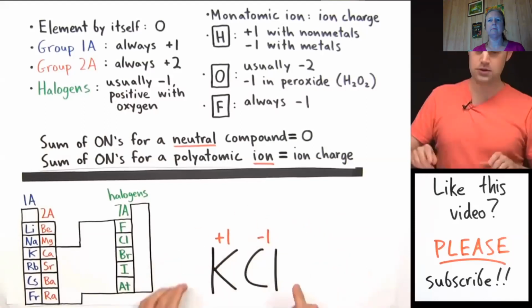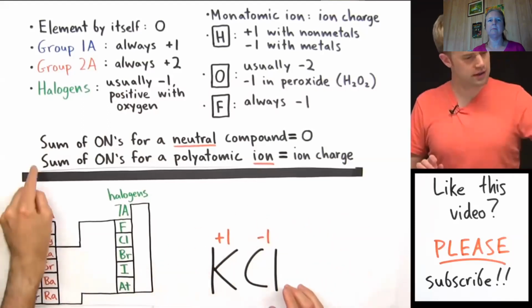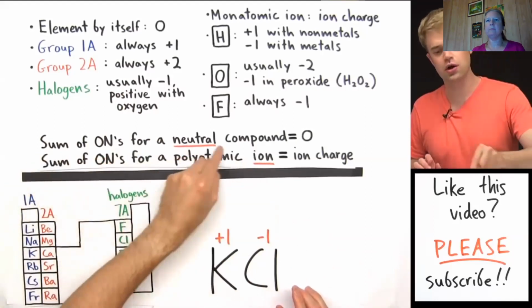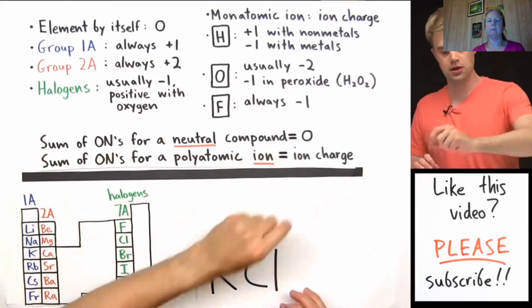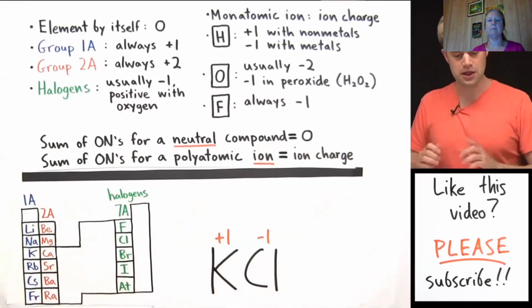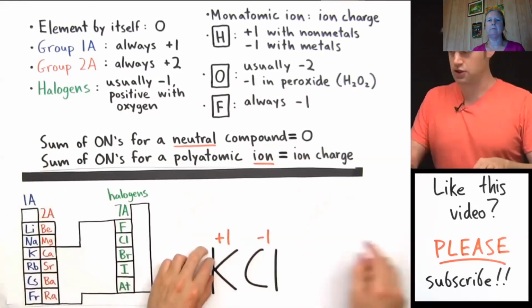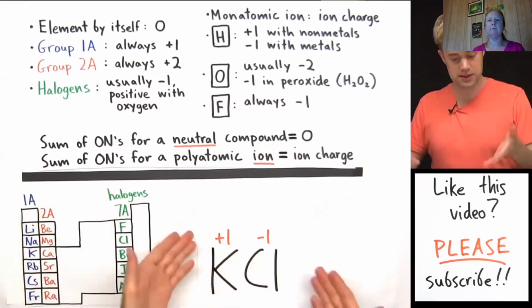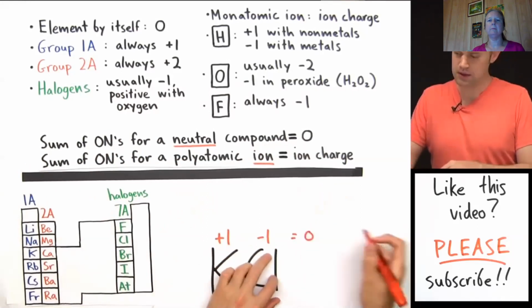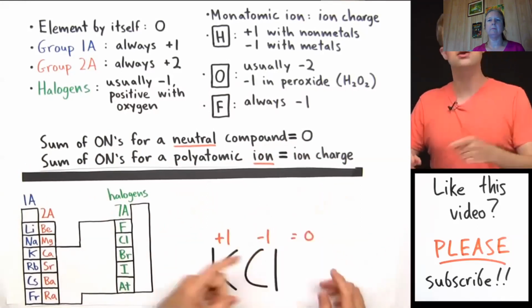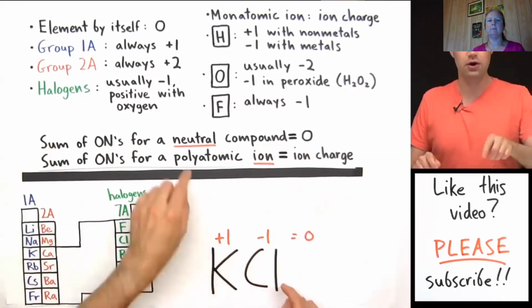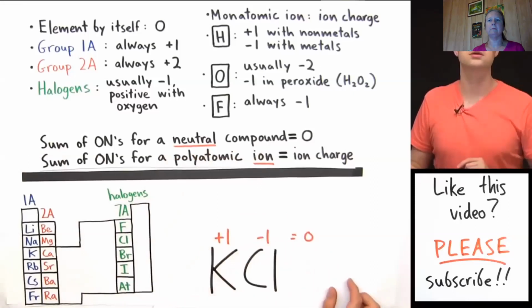Now, I want to use this to show you a third rule. That's this rule right here. The sum of oxidation numbers for a neutral compound equals 0. KCl is a neutral compound here. It doesn't have a charge after it. So that means that the sum of these oxidation numbers is going to equal 0. And that's definitely true here. Plus 1 minus 1 equals 0. We'll use this later on when we do other examples, but just keep that in mind. The sum of oxidation numbers for a neutral compound should always equal 0.